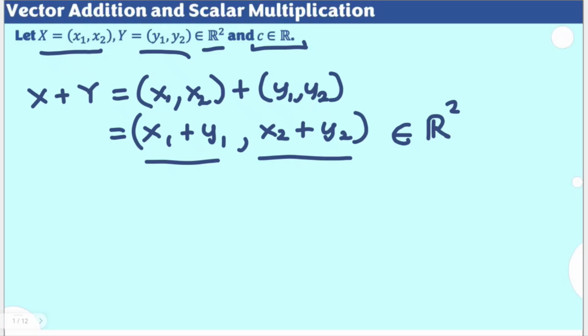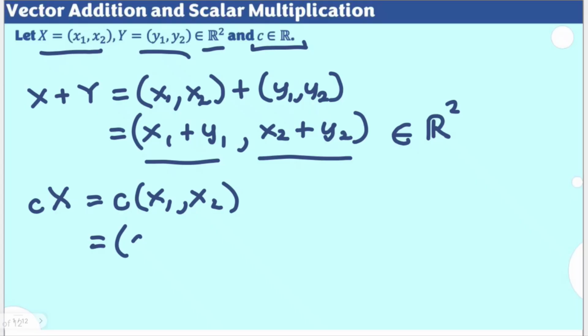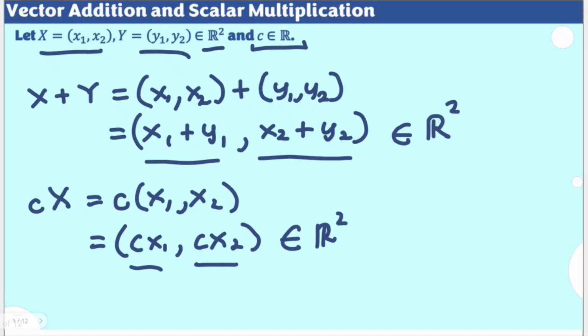For scalar multiplication, that is, if we are multiplying scalar C by vector x or vector y, this is just equal to multiplying C to the components of x, which is x sub 1 and x sub 2. Simply use the distributive property, and you will get C times x sub 1 and C times x sub 2. And as you can see, we also have two components. This is still an element of R2, or R squared. This would mean that the scalar multiplication of vectors is still closed.